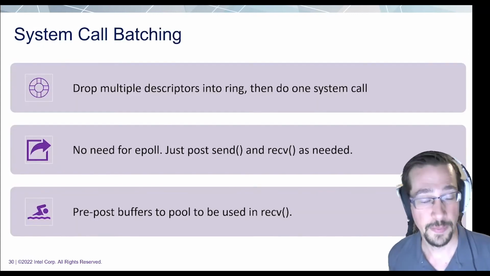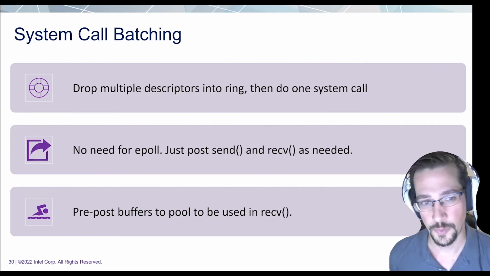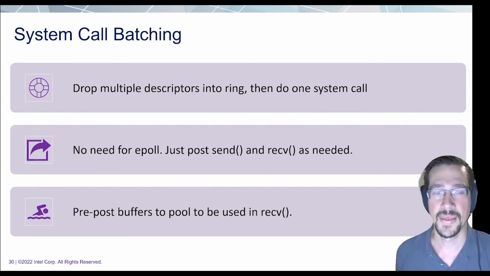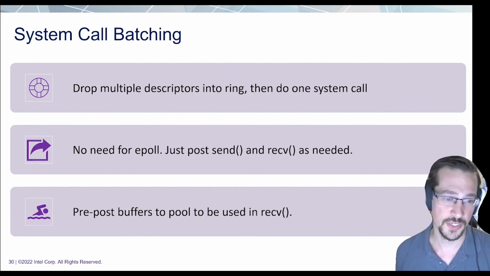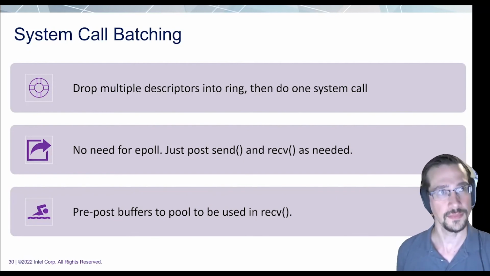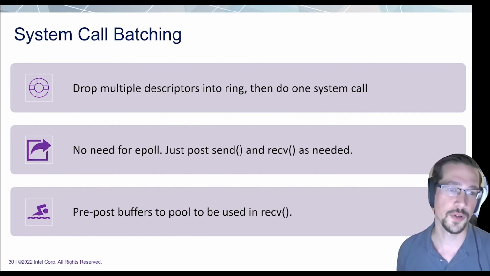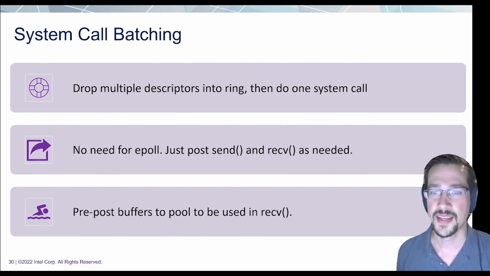All right, so I'll talk a little bit about system call batching, which is just one of the most powerful parts of io_uring. You drop multiple descriptors into the ring. You then do one single system call. So if we look back to our epoll case, which was the ideal case we got to before, you would do one system call to check the set, and then you would do n system calls, where n is the number of sockets that are ready to be processed.